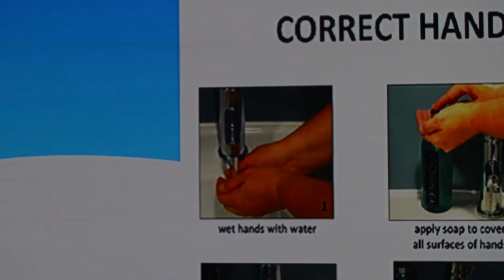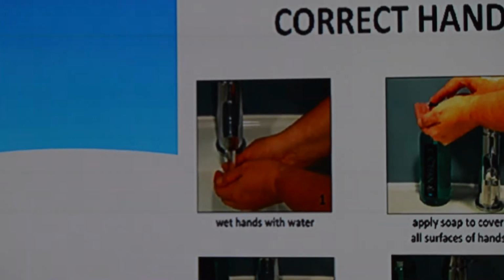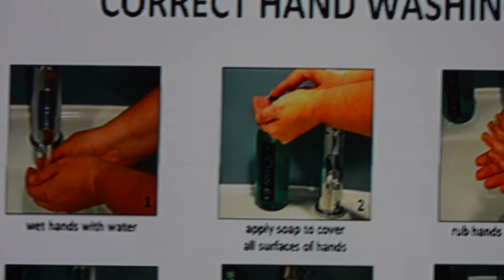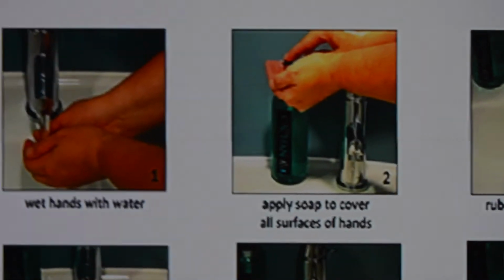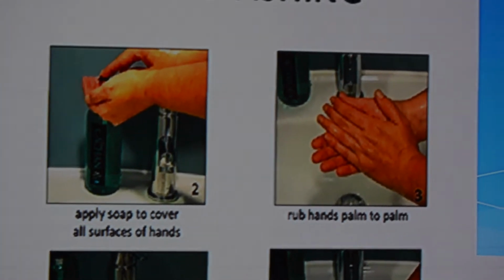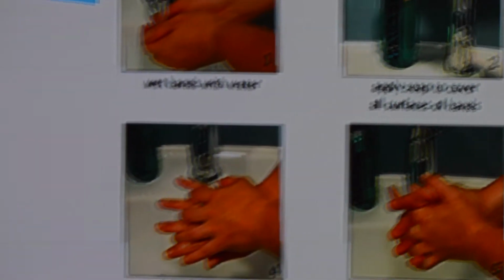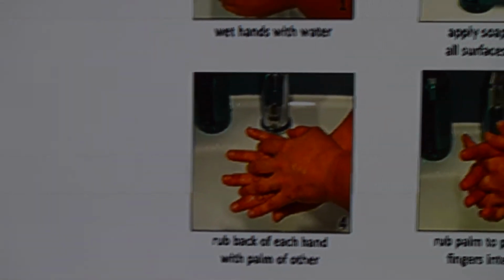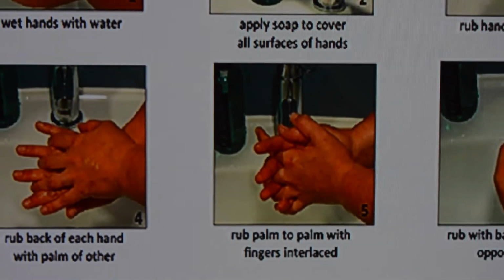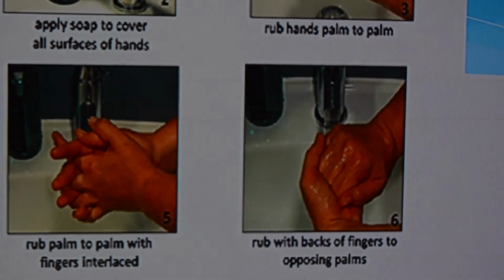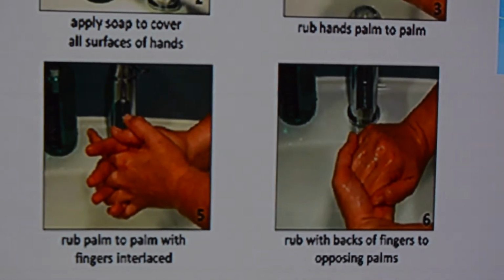First, we will turn on the water faucet and wet our hands with water. Next, we will apply soap to cover all surfaces of the hand. Rub the hands palm to palm. Then rub the back of each hand with each palm of the other. Rub the palm with fingers interlaced. Rub with the back of the fingers to opposing palms.